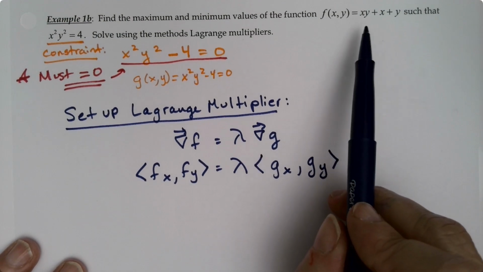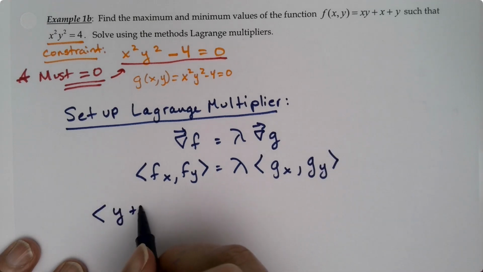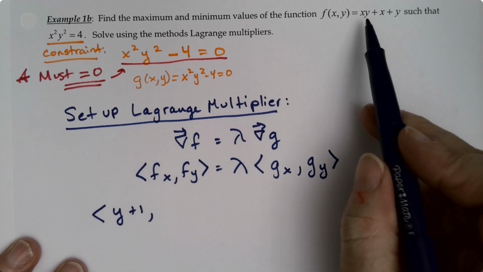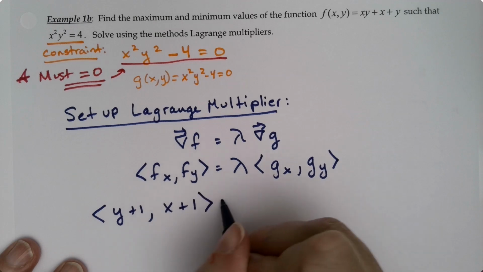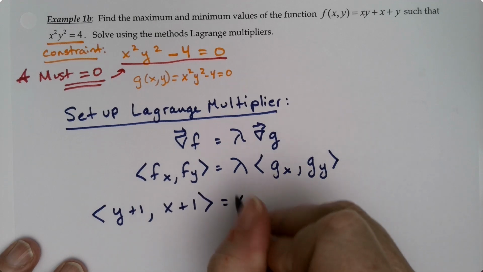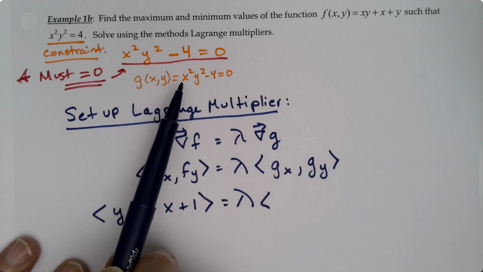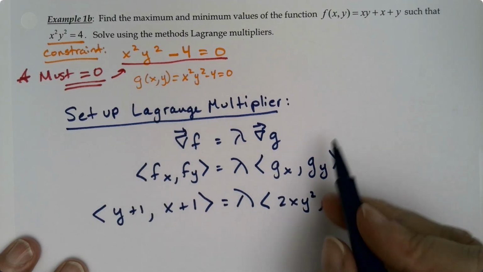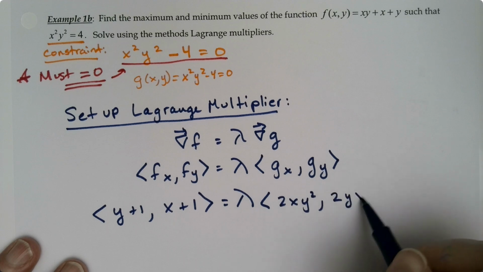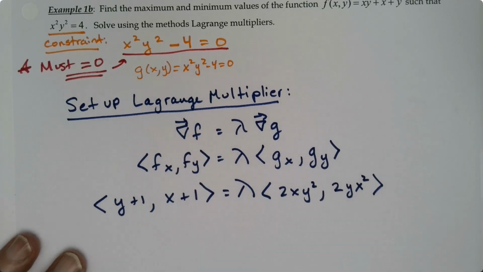All right, so let's look at f. The derivative of this with respect to x would be y plus 1. So y plus 1, comma, f sub y would be x plus 1, equals lambda times the derivative of g with respect to x, which would be 2x y squared, and then 2y x squared, or 2x squared y. And the derivative of 4 is 0, so that just goes away.